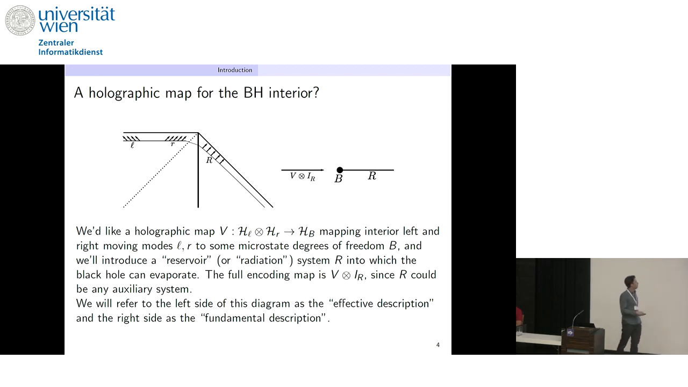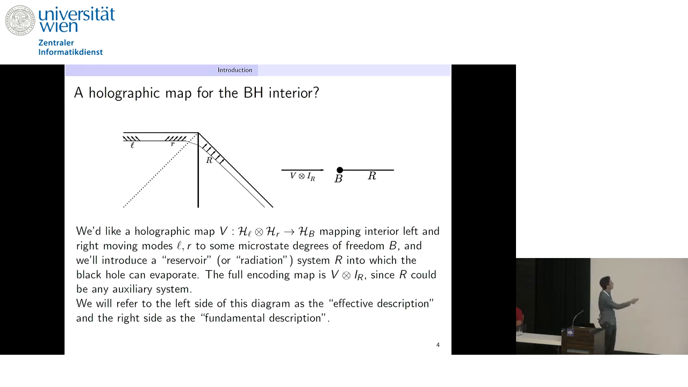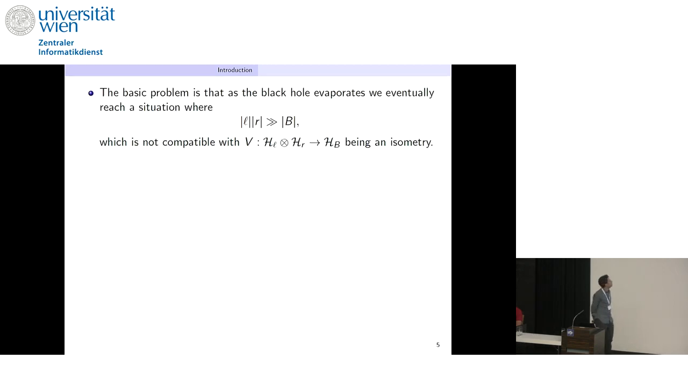So, for example, in AdS/CFT coupled to a bath, this B would be the holographic CFT, this R would be the bath. Now, the basic problem is that as the black hole evaporates, we're going to eventually reach a situation where there's a lot more degrees of freedom in the interior than there are degrees of freedom in the microstates, because you just get more and more of these modes as the black hole gets older.